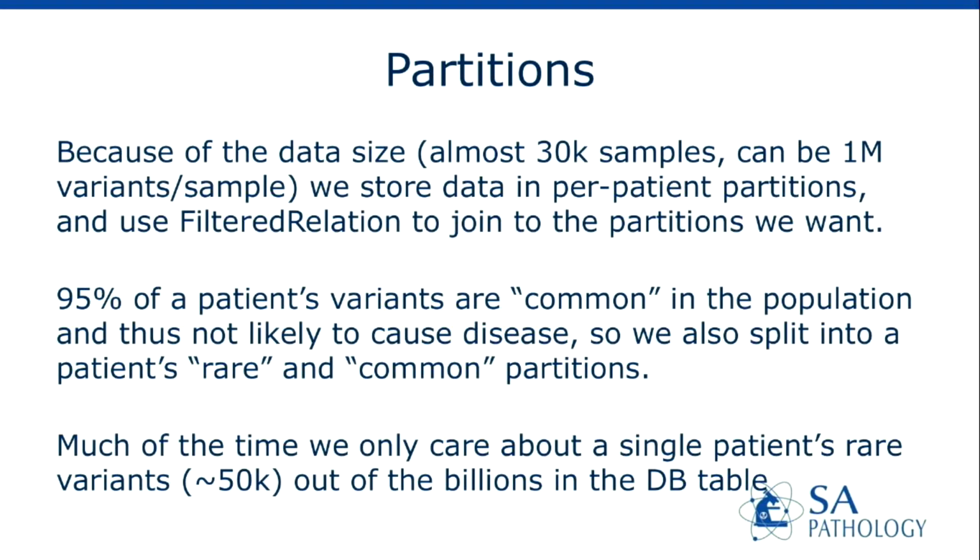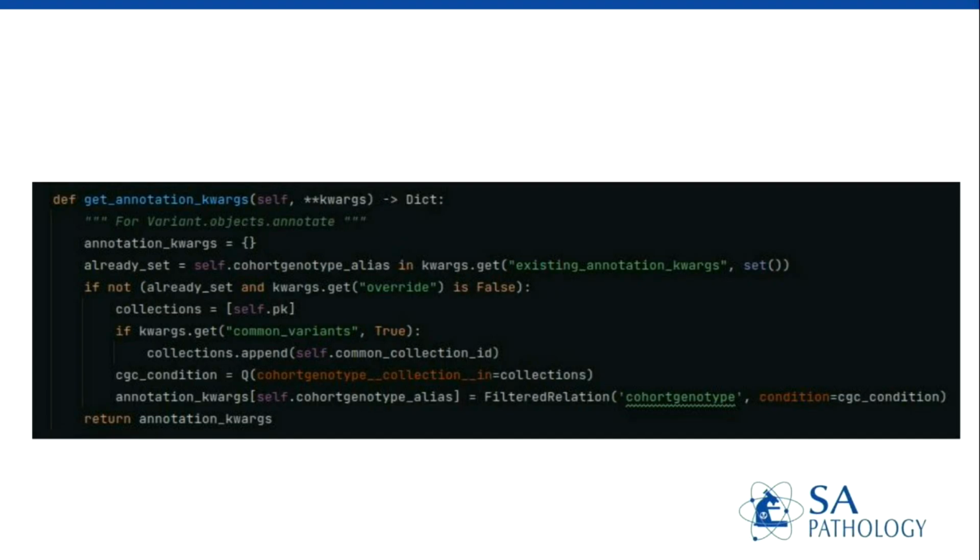Because of the data size, we have something like 30,000 samples, each with 1 million rows. We store everything in per patient Postgres partitions, and we also filter those. We might have multiple partitions per sample. 95% of a patient's variants are common, but a lot of the time, if it's a rare disease that happens in 1 in 10,000 people, you just want to throw away those really common variants. By putting them in separate partitions, we can jump to just the partition we're interested in, which makes it really fast.